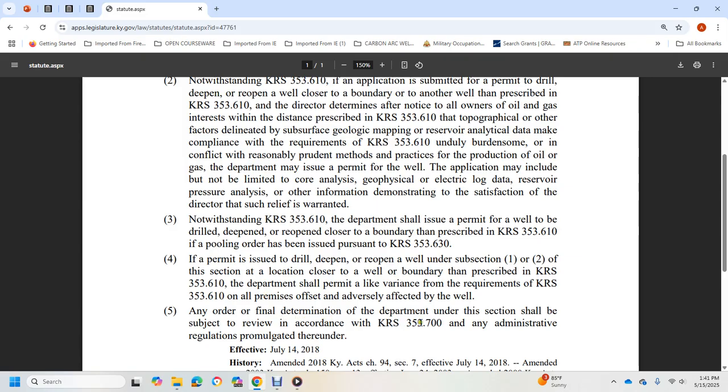5. An order or final determination of the department under this section shall be subject to review in accordance with Kentucky Revised Statute 353.700 and the administrative regulations promulgated thereunder.